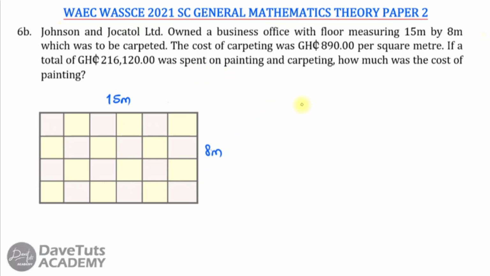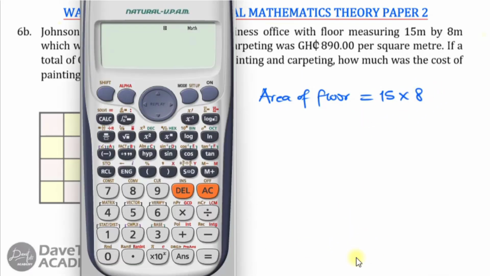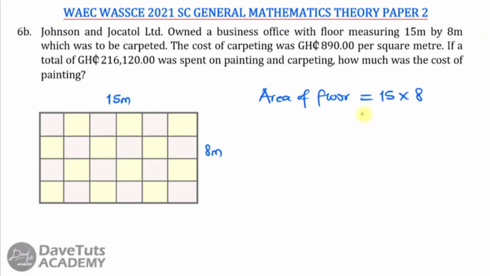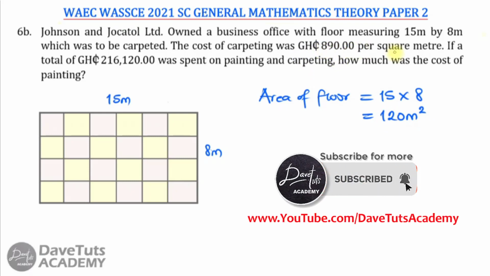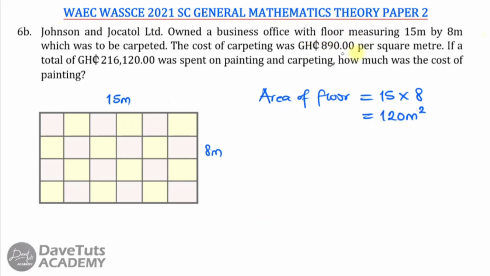Now, from the information that we are given, we have been told that the cost of carpeting was 890 per square meter. But now the area of the floor that we are looking at in this particular case was given as 15 meters by 8 meters. So if you are to compute that, 15 times 8, that is 120 meters square. But we are told that the cost of carpeting was 890 Ghanaian cedi per square meter. Now, for all this 120 meters square, we need to multiply by this 890 Ghanaian cedi.